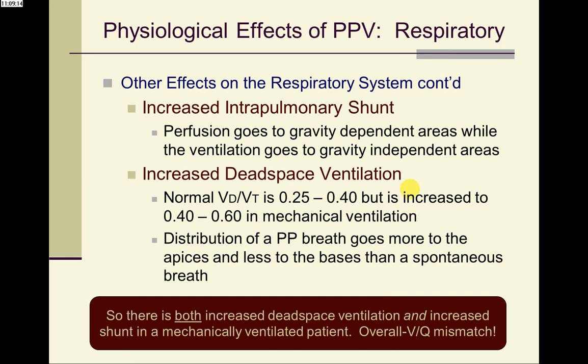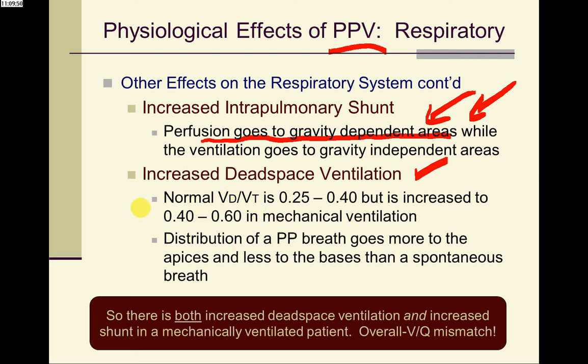All right. Well, we know that when we put people on a positive pressure ventilator, we're doing things very differently than when they're spontaneously breathing. And that can change where that ventilation is going to go and its effects and how well it's going to participate in gas exchange. All right. So perfusion goes to the gravity dependent areas, but often when we put people on a positive pressure ventilator, the ventilation does not go in the same place. So we get this increased dead space ventilation. All right. We get an increase in the VD/VT.